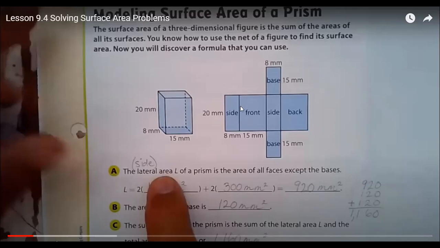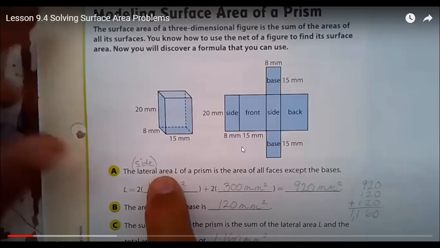Then the front, the length of the front equals how many? 20. And the width is 15 millimeters. Then we will calculate the area of one of them, and then we will multiply by 2. So we have 20 multiplied by 15. It will be 300 millimeters square, and then we will multiply by 2.